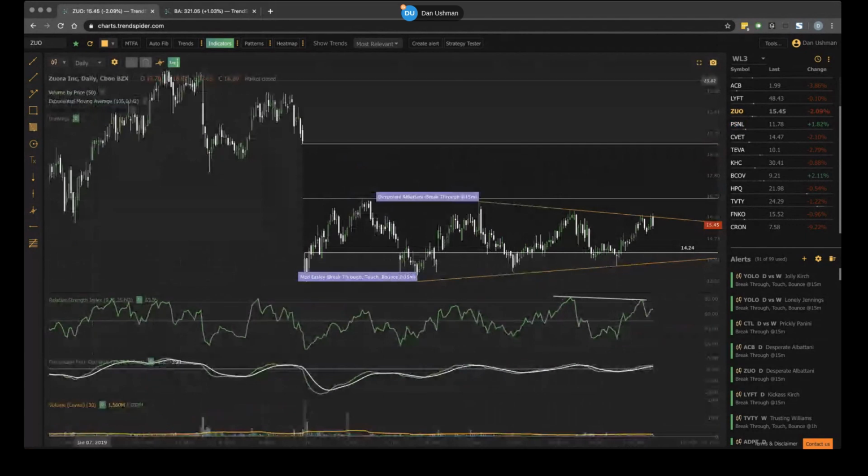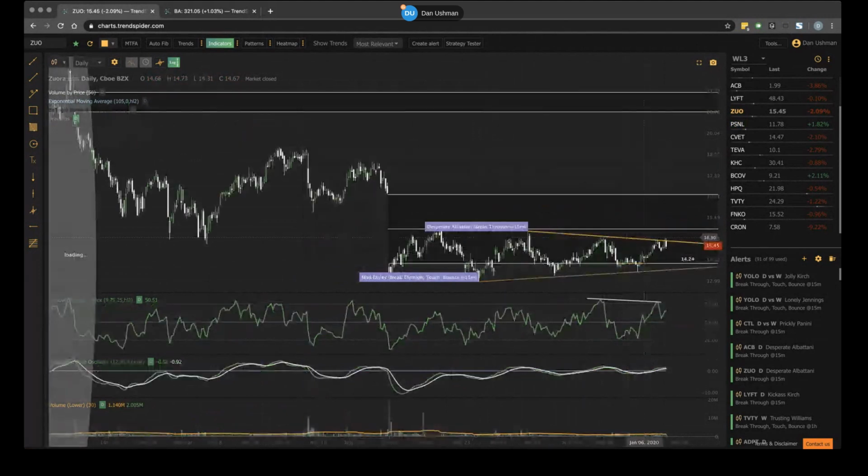ZUO, Zora, whatever that is, right, is another one I'm watching in a similar way. I'm not sure where this consolidation is going to lead. I'm hoping that it leads up to fill this gap up here, but I don't actually know, and I don't want to guess. Guessing is gambling, right? I would rather wait for it to pick a direction. So I've created 2 alerts, one on this trend line up here, one on this trend line down here. And I'm just going to wait and see which way the chart decides to go.